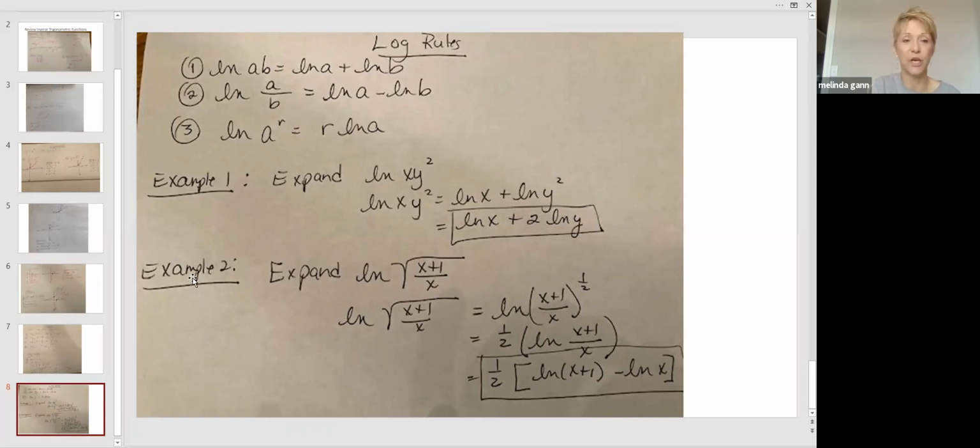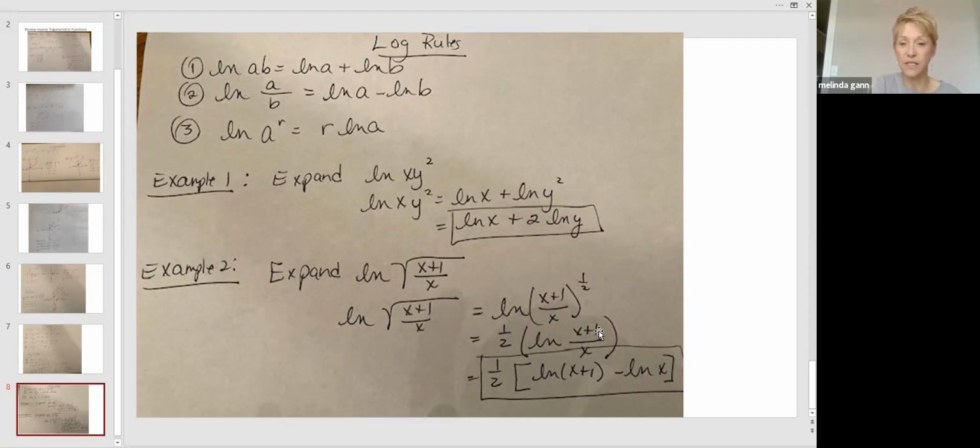All right, look at example 2. It says expand this one. Well, there are not any rules about roots, but remember, roots can get changed to powers. So I've got the natural log of something to a power. Look what this says: I can take that power and move it down front. So that's what I did. I took that power and moved it down front. So I had 1/2 times that natural log.